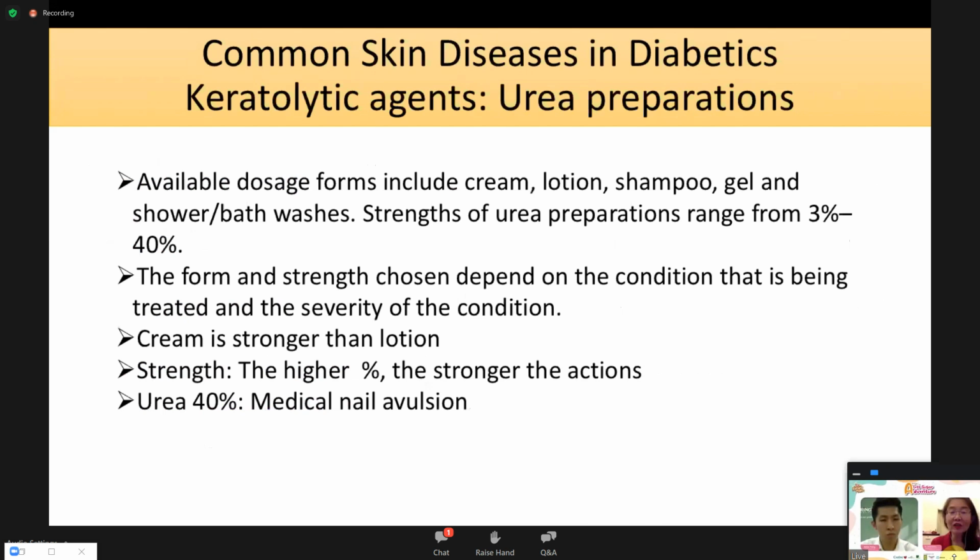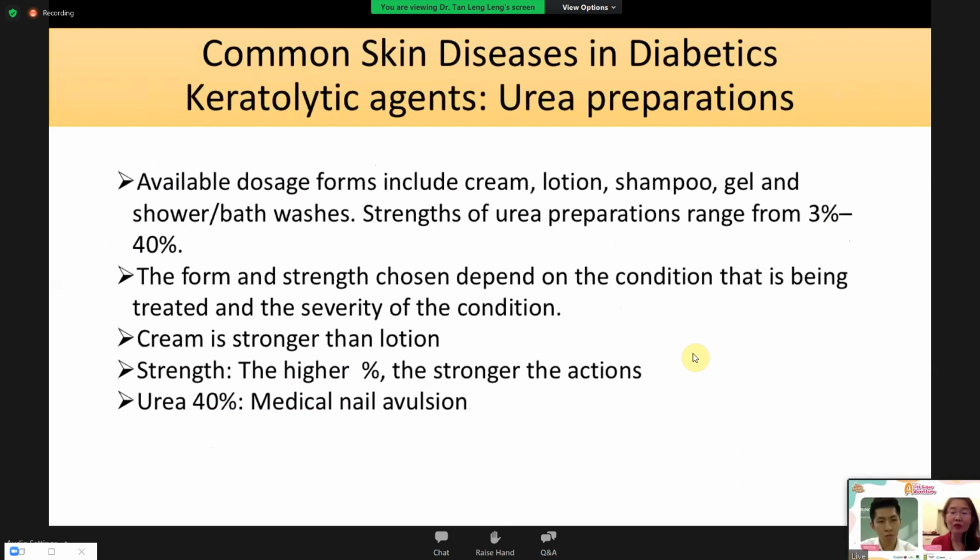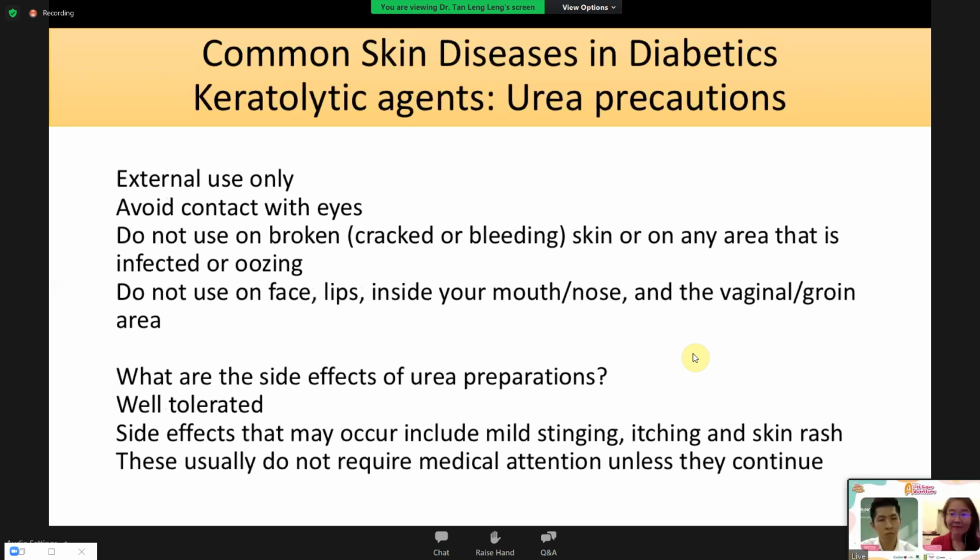And urea at a concentration of 40%, which is a super high dose, is in fact used to do a nail avulsion, meaning that we use it as a medical nail avulsion. We put that on slowly, then it will dissolve even the nail. So you can see how invasive, how strong urea 40% is.